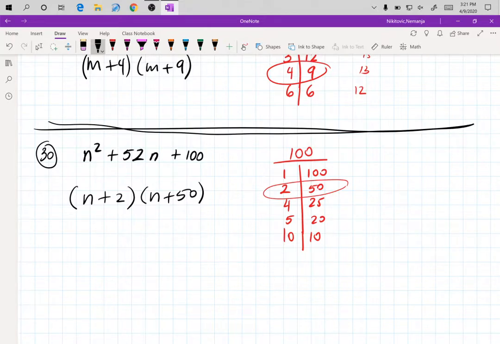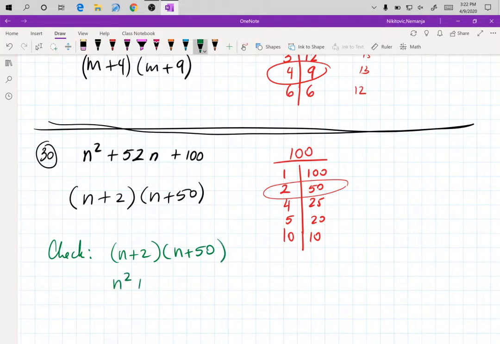Now you can check one more time if you care. N plus 2, n plus 50. So it's going to be n squared plus 50n plus 2n plus 100, or n squared plus 52n plus 100, which is exactly what we were looking for.